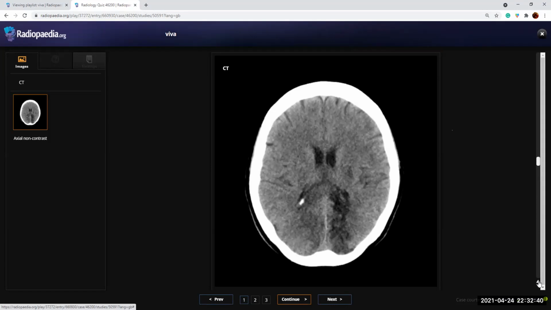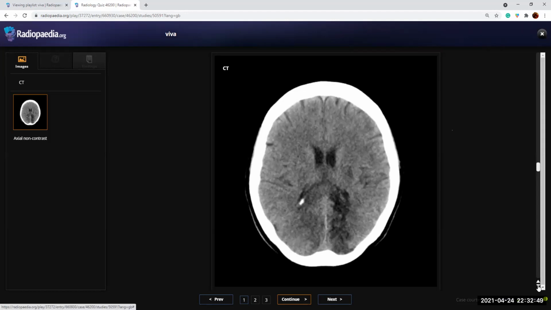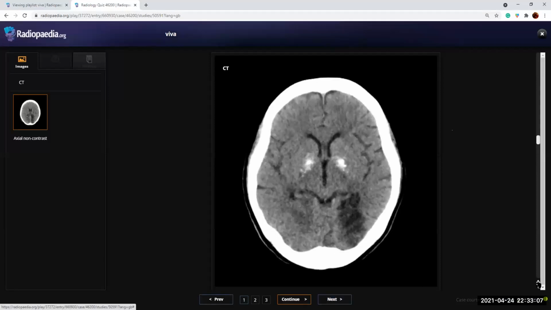Okay, and you mentioned something about some calcifications. Yes, there are hyperdensities in the globus pallidus bilaterally, as well as in the dentate nuclei of the cerebellum bilaterally. Okay. This could be because of the patient's age. Another possibility could be hyperparathyroidism or Fahr syndrome as well. Okay, we'll go to the next case.